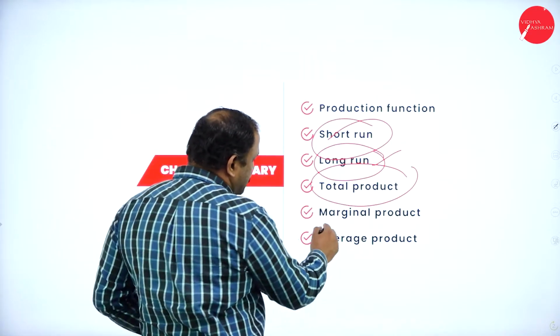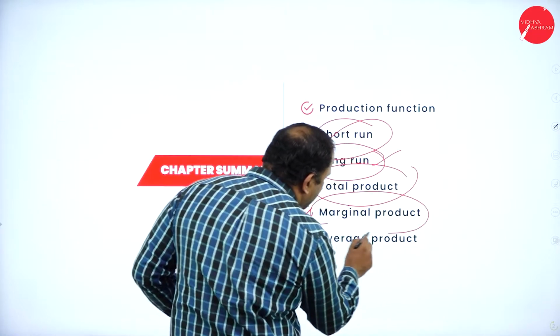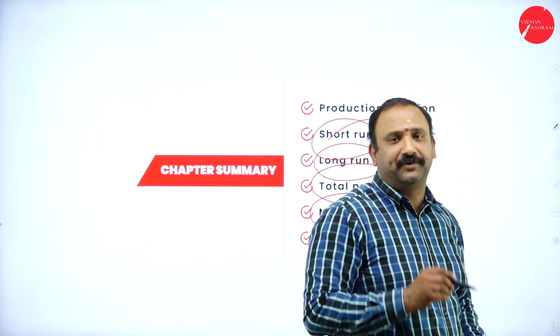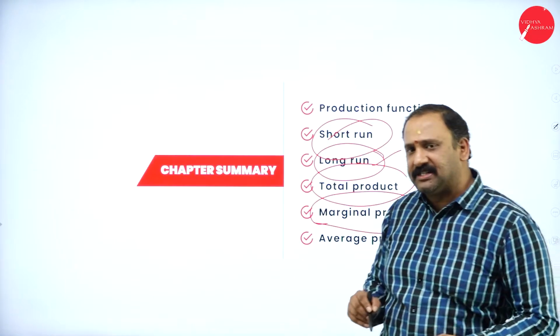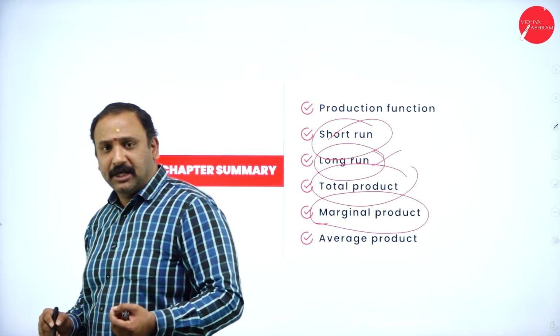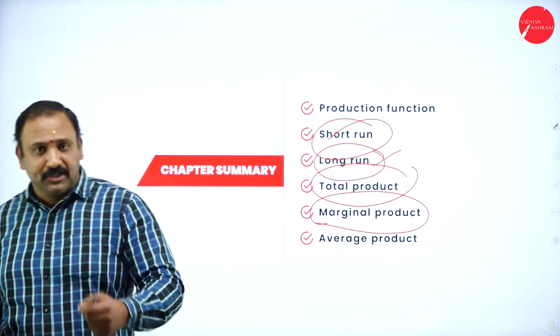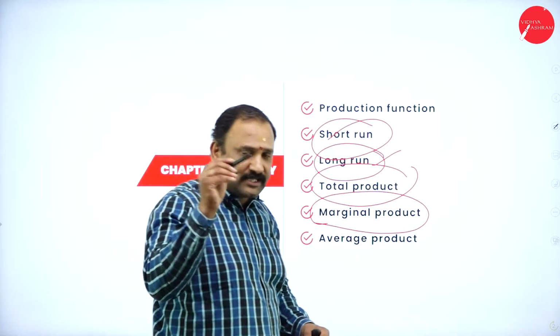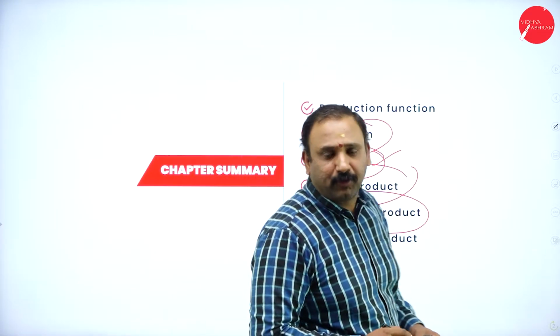Now, the most interesting factor is the marginal product. As you start running a business, the most interesting thing is that you're never satisfied with the amount of production that you have done. You always want more. So that's where we are going to talk about marginal product. Why is this marginal product important for all of us?